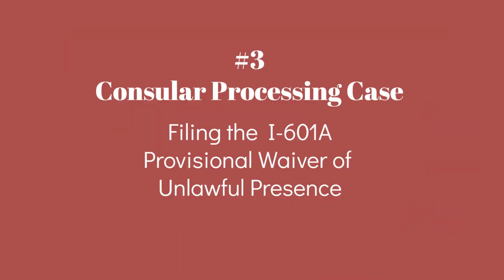For those applicants that have 1 year or more of unlawful presence in the United States, the next step in the case is to file the I-601A provisional waiver of unlawful presence. There are lots of different types of waivers that can come up in a consular processing case. The one I'm talking about right now is only for unlawful presence.